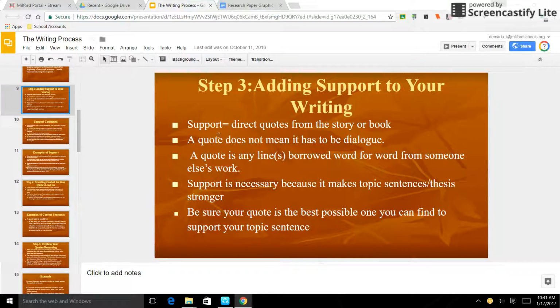So again, when we talk about support, that means direct quotes from the story or book or the research articles that we've been using. A quote does not have to be dialogue. What we mean by quote is that it's any line or lines borrowed word for word from someone else's work.